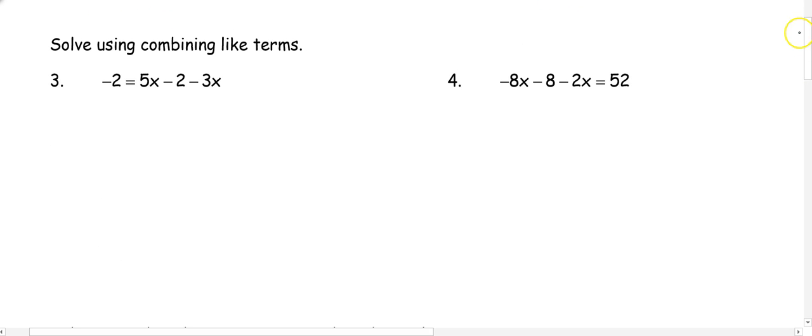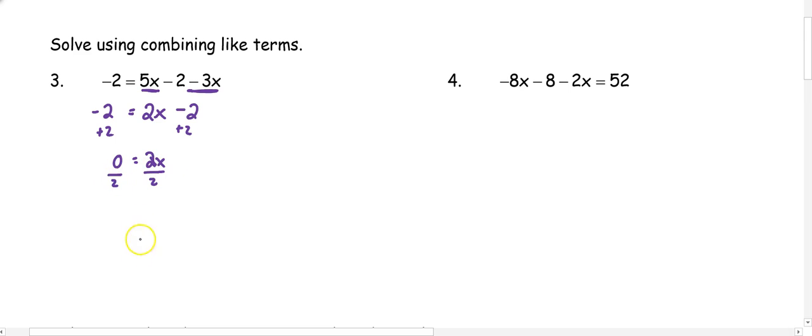The next two problems we're going to solve by combining like terms. So there's a couple of terms that look the same that need to be combined together. When we are combining the 5x and the negative 3x, we're going to use the signs they have. So 5x minus 3x is 2x. So we have negative 2 equals 2x minus 2. Then to solve, we're going to add 2 on both sides because it's being subtracted from the x. So we get 2x equals 0.